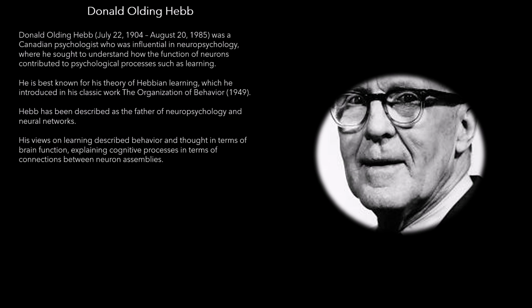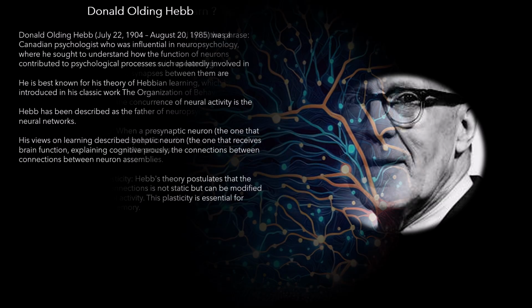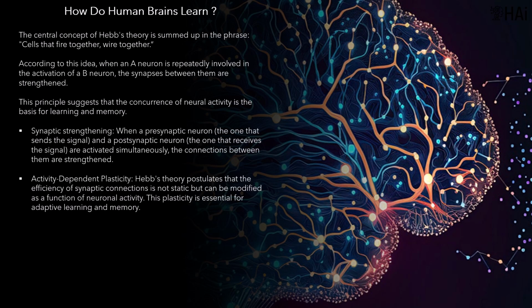His views on learning described behavior and thought in terms of brain function, explaining cognitive processes in terms of connections between neuron assemblies. The central concept of Hebb's theory is summed up in the phrase, cells that fire together, wire together. According to this idea, when an A neuron is repeatedly involved in the activation of a B neuron, the synapses between them are strengthened. This principle suggests that the concurrence of neural activity is the basis for learning and memory.